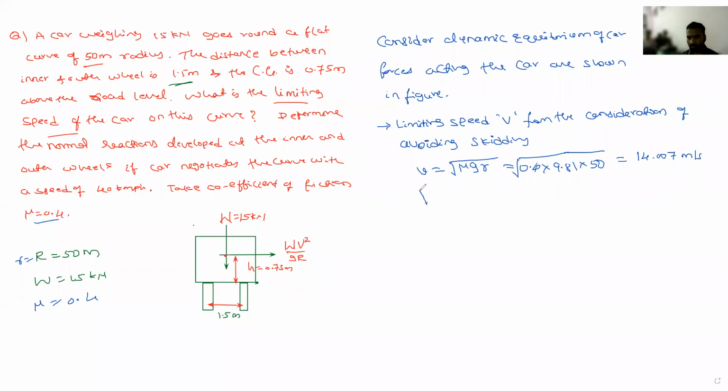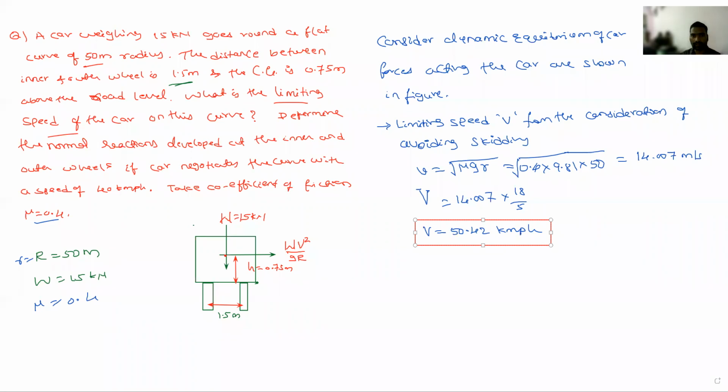So convert that into capital V, which is in kmph. 14.007 into, to convert meter per second to kmph, earlier we multiplied by 5 by 18, now multiply by 18 by 5, so that you get it in terms of kmph. How much is it? 50 point something kmph. So this is the velocity to avoid the skidding. Our car should not skid, so this is the maximum velocity we have to provide. If it is more than this, it will skid.